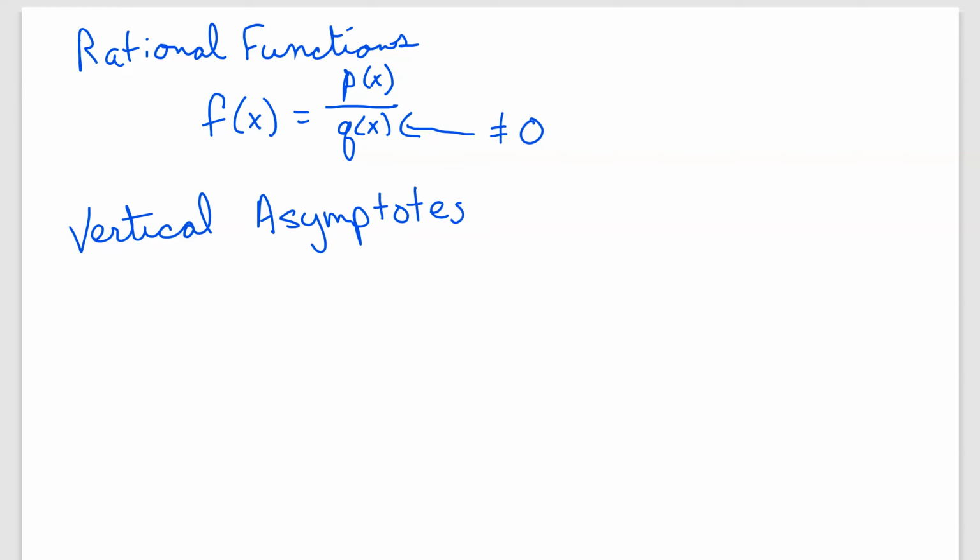Determining vertical asymptotes, what we're going to do is we're going to set the denominator equal to 0. And that is actually going to get our vertical asymptote. If we have anything that will make our denominator go to 0, that will be our asymptote.